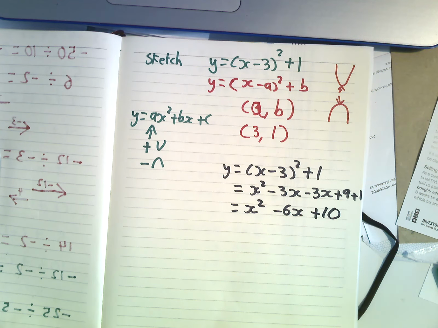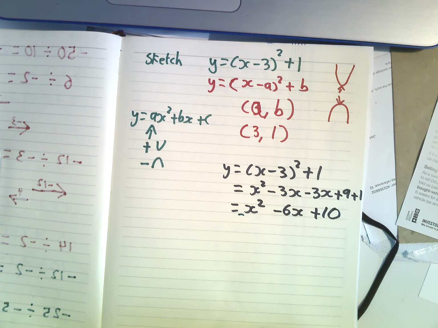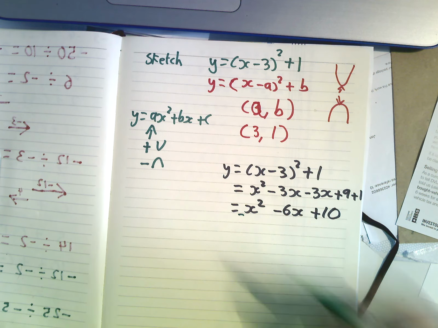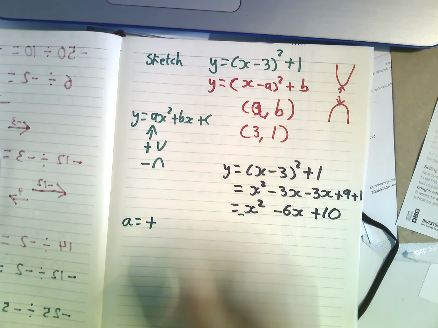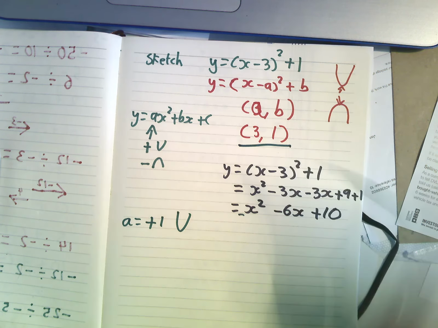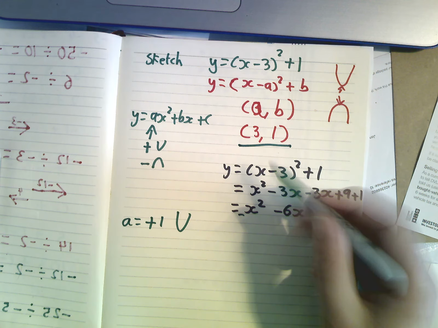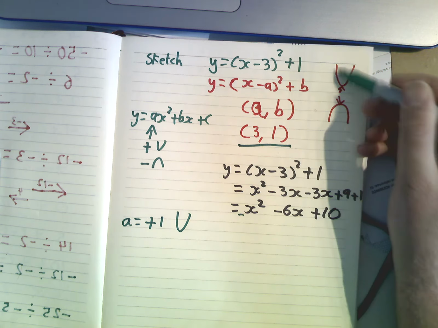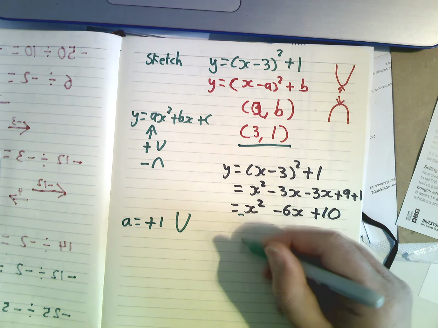Okay, so we've got a couple of useful bits of information now. We know what a is. a, the number in front of x squared, is 1, positive 1. So because a is positive, we're going to draw a U-shaped graph. We know the turning point, and so we know the turning point of our graph is going to be (3, 1), and we know that's a minimum turning point because it's a U shape. Okay, so in fact, I think I'm going to start doing this sketch right now.